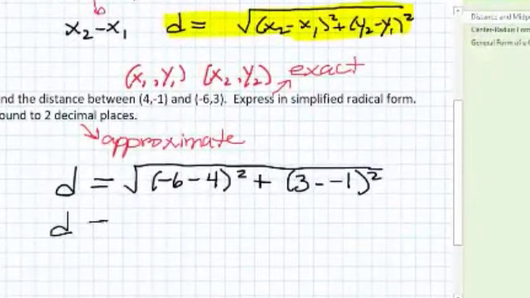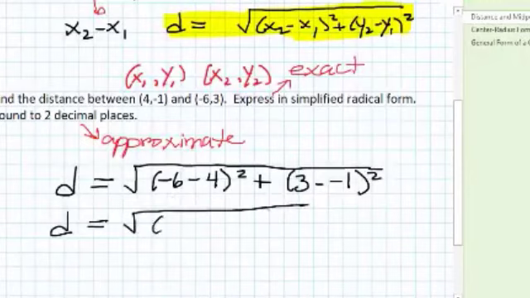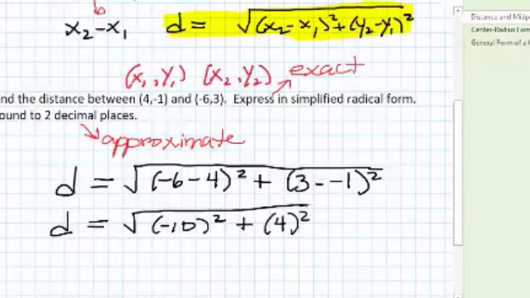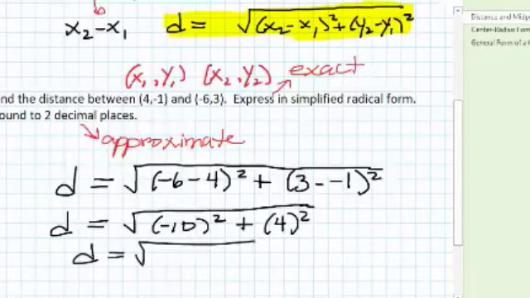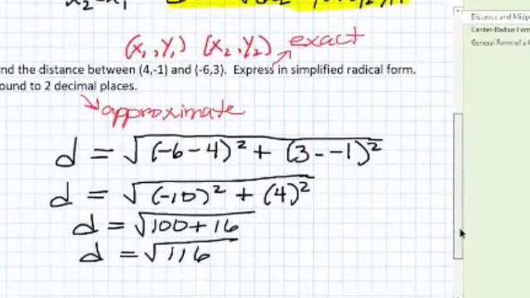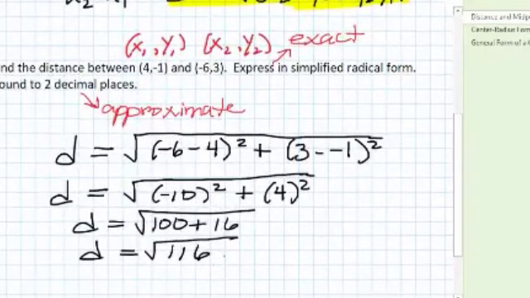So we have distance equals -6 minus 4 is -10. So we have -10 squared plus 3 minus -1 is 3 plus 1, or 4 squared. So the distance is going to be equal to the square root of, and then we have 100 plus 16. So the distance is the square root of 116. Okay, now 116, so this is the distance. It's just not in a format that we necessarily like. We need to get it in simplified radical form.